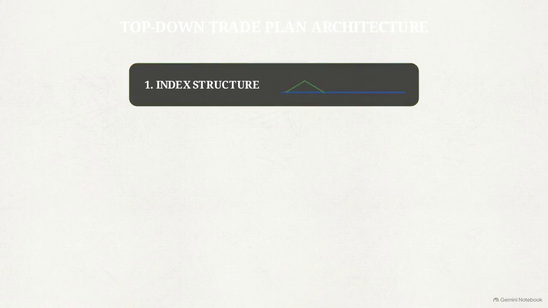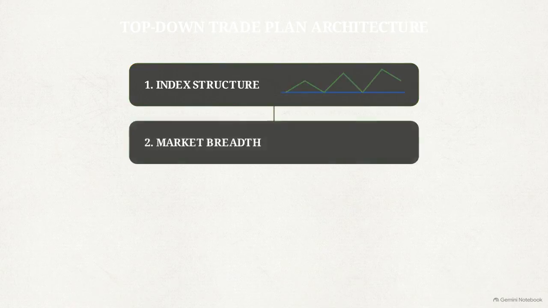Step 1 is evaluating the broad index structure to identify the prevailing trend and key support levels. Step 2 requires looking under the hood at market breadth. We need to track actual capital rotation and see which specific sectors are being bought or sold.